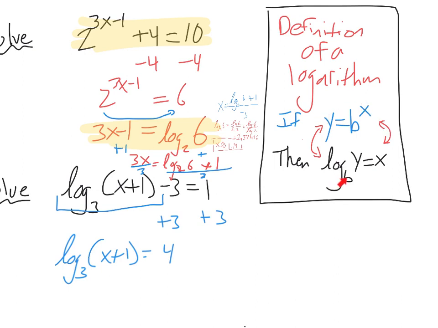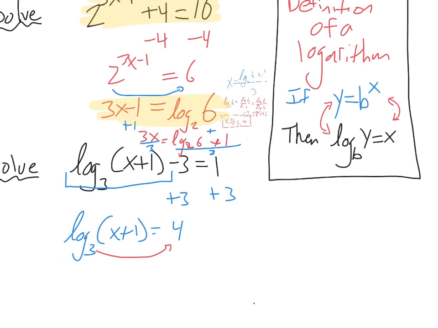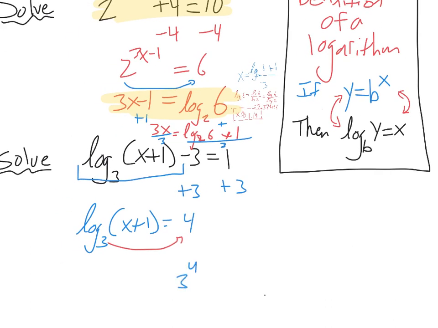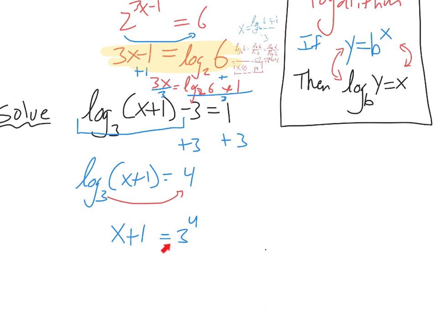Notice this base b from this equation to this equation. The base is just going to swing around, and it's going to be the base of an exponent now. The base of the log becomes the base of the exponent. So let's take this base, swing it around, and we can rewrite this as 3 to the 4th equals x plus 1. Now this exponential is easy to figure out. It's just 3 times 3 times 3 times 3, and that is 81. So x plus 1 equals 81. Subtract 1 from both sides, and x is 80, and we are done.